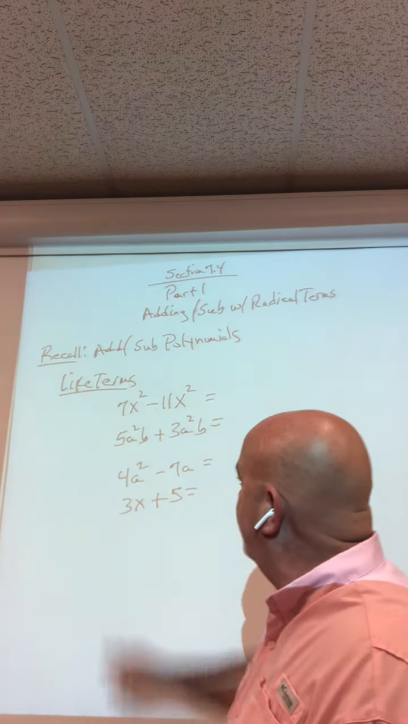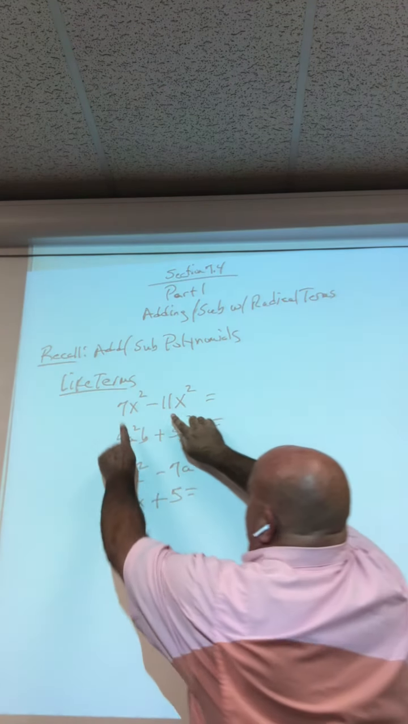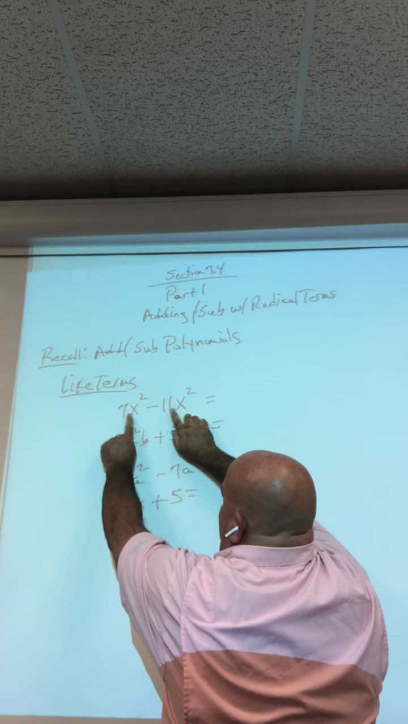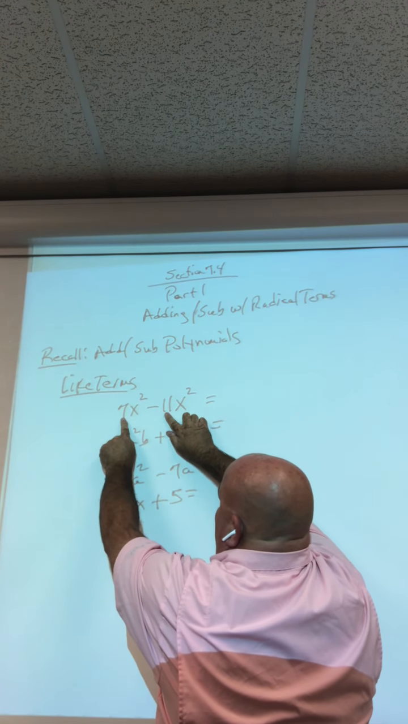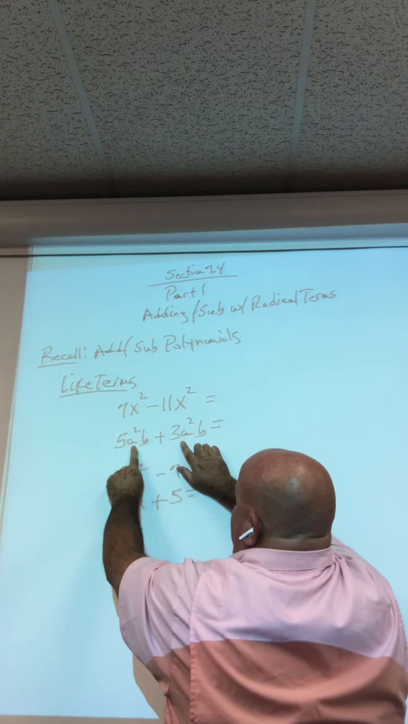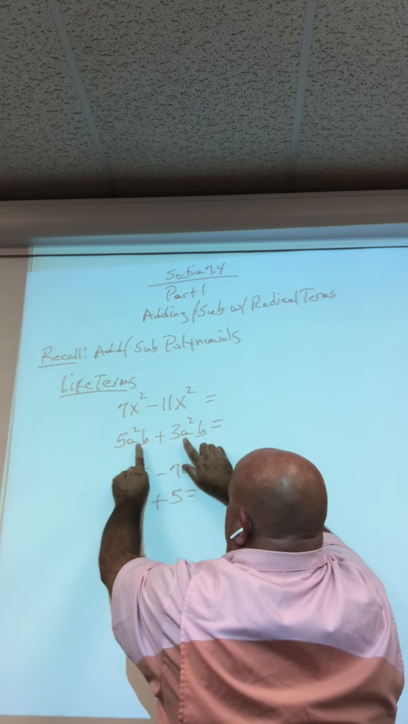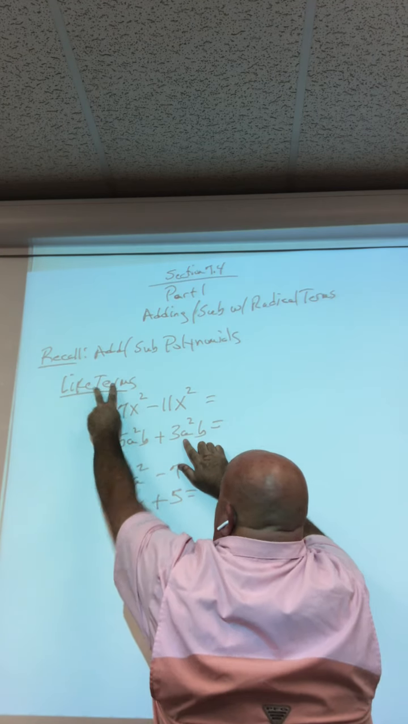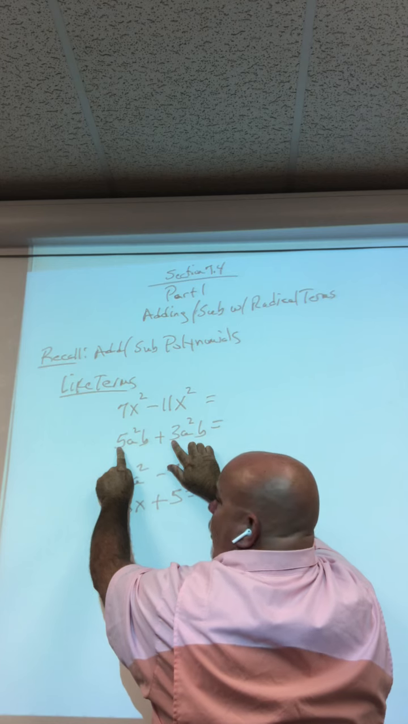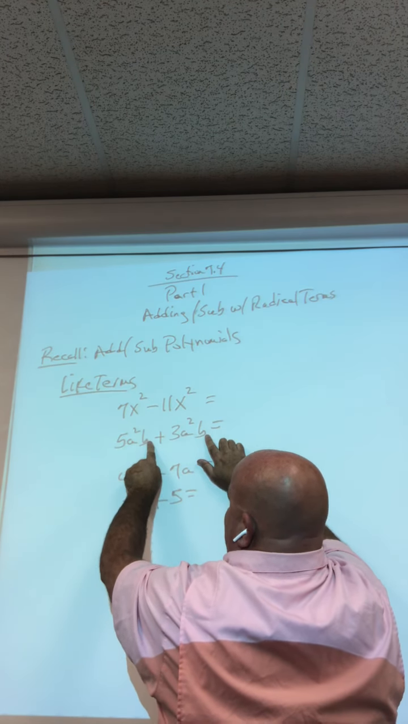So let me remind you. Like 7x squared minus 11x squared. These are the coefficients. They are like terms because what's behind the coefficients are exactly the same. These two, 5a squared b plus 3a squared b. These two terms are like terms because here are their coefficients, and what's behind the coefficients are exactly the same.